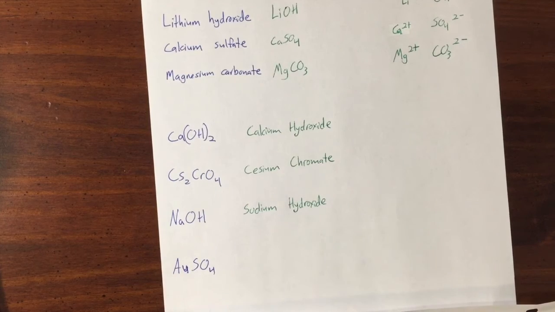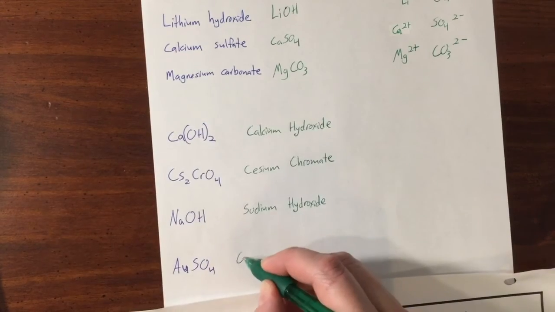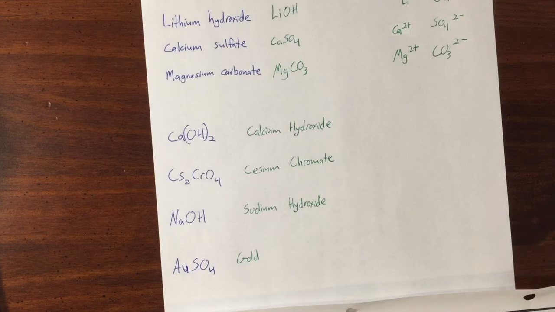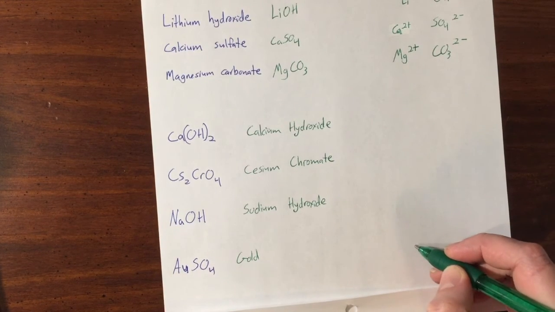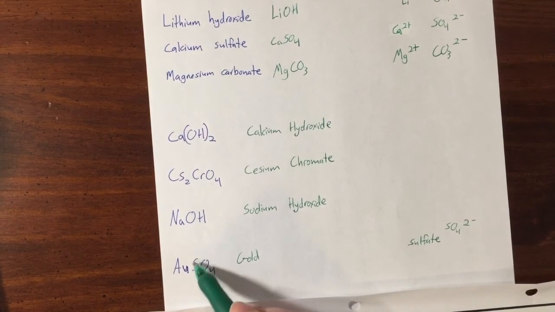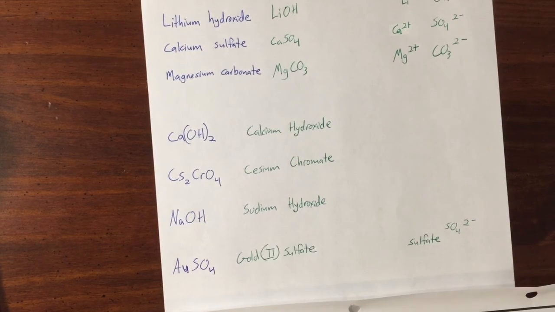All right, let's try AuSO4. Now, we're getting fun here. Au is gold. Now, gold is a transition metal, so it can have multiple oxidation states. SO4 is sulfate. Sulfate has a -2 charge. So we have one sulfate, SO4, and one gold. That tells me my gold must have a +2 charge to balance out the sulfate. So it's gold 2 sulfate. And that's how it's done.